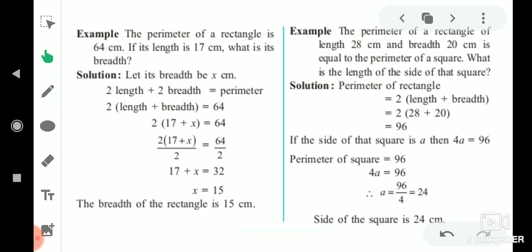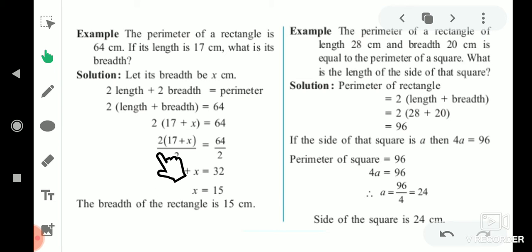Okay, let's see some examples. The perimeter of a rectangle is 64 centimeter. If its length is 17 centimeter, what is its breadth? The perimeter of a rectangle is given as 64 centimeter and length is given as 17 centimeter, and we have to calculate the breadth. So let the breadth be x centimeter. So the formula for the perimeter is 2 into length plus 2 into breadth, that is equal to the perimeter. If we take 2 common, 2 into (length plus breadth) equal to perimeter, which is given as 64. 2 into (17 plus x) equal to 64.